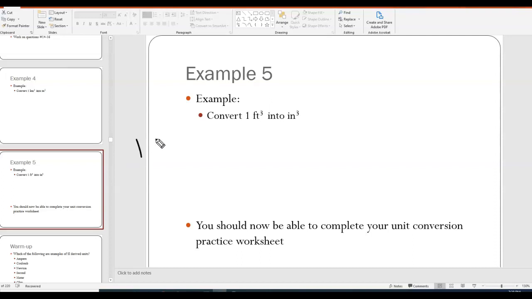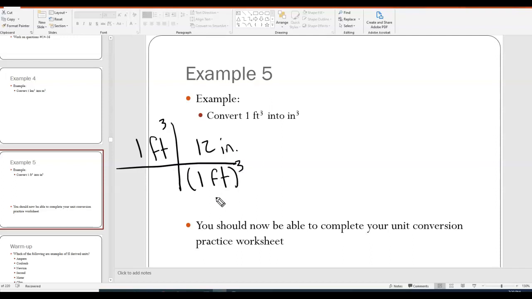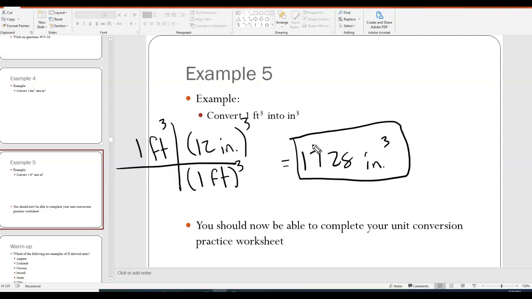And now let's take a look at this. You always start with your given. And I don't know cubic feet to cubic inches, but I do know that 1 foot is 12 inches. And to get these two units to cancel, I have to cube everything on the bottom, which means I need to cube everything on the top. And if you multiply that out, you do 12 to the power 3, you get 1728 cubic inches. So hopefully that's what you got for example 5.